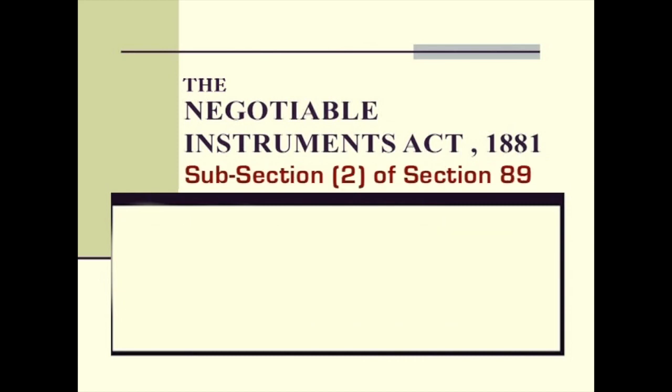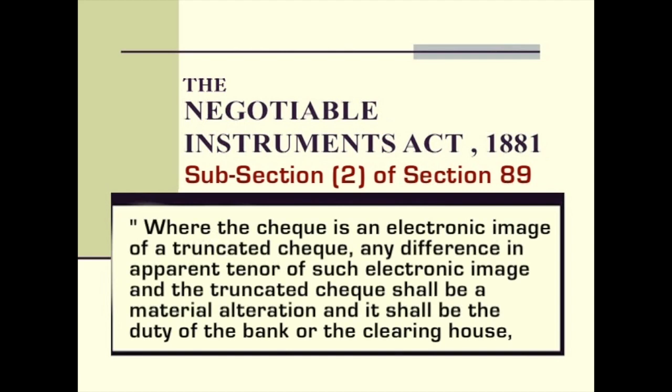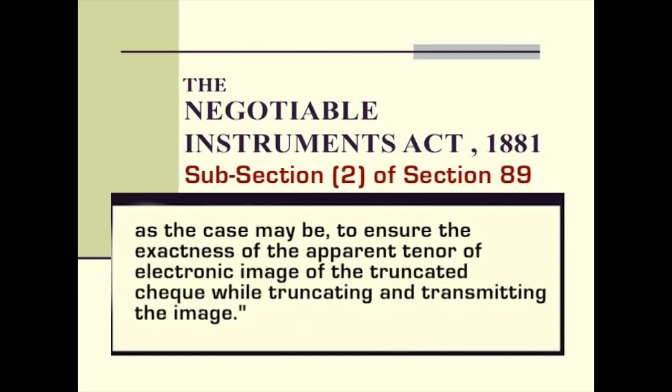According to subsection 2, where the check is an electronic image of a truncated check, any difference in apparent tenor of such electronic image and the truncated check shall be a material alteration, and it shall be the duty of the bank or the clearing house, as the case may be, to ensure the exactness of the apparent tenor of electronic image of the truncated check while truncating and transmitting the image.